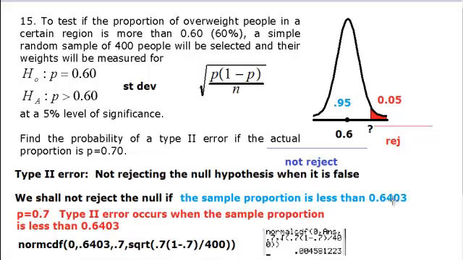So this is the probability of a type 2 error, okay? Everybody fine? Okay.